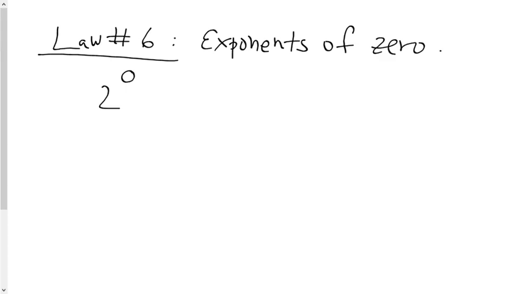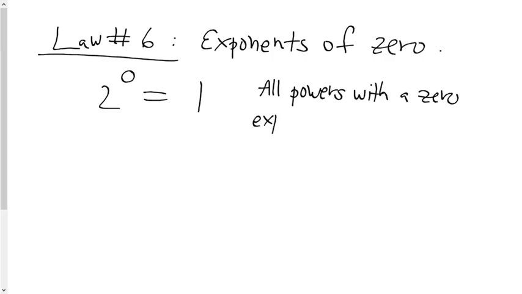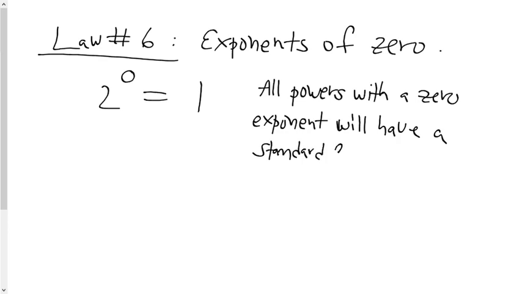The answer is 1. Law number 6 will say all powers with a 0 exponent will have a standard form of 1. That's the law. All powers with a 0 exponent will have a standard form of 1. I'll explain why.